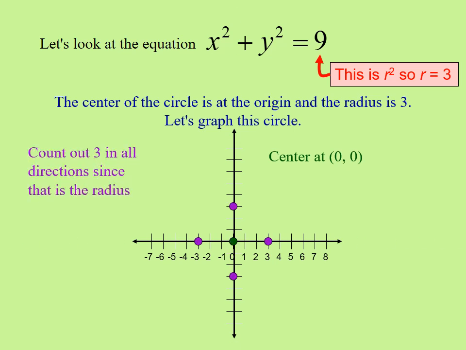So, from the center of the circle, mag-ihap mo og 3 pataas. Gikan anang green, mag-ihap mo og 3 pataas, 3 paubos. Count 3 to the right and count 3 to the left. So, makita nyo karon ang mga dots nga color violet. So, connecting those 4 points, we have now here the graph of the circle x squared plus y squared is equal to 9.